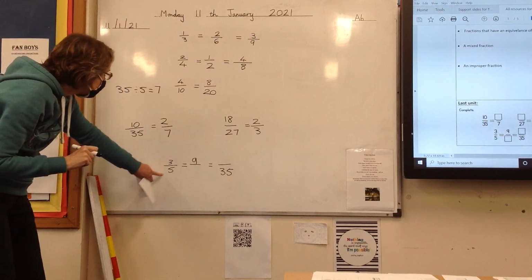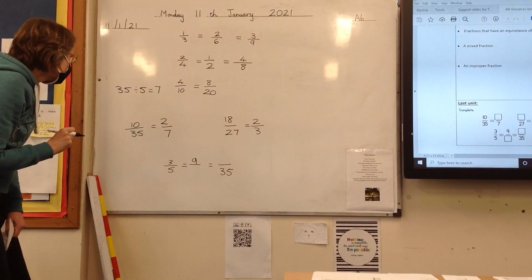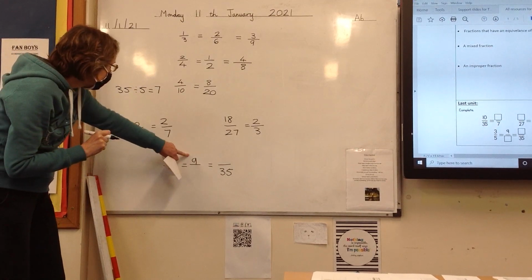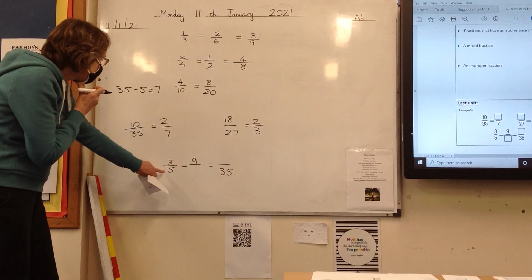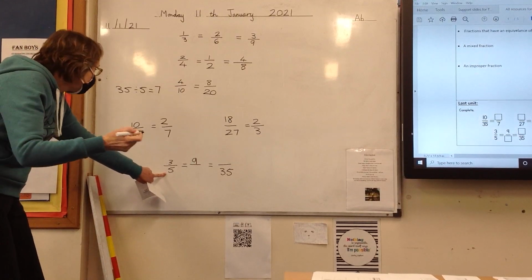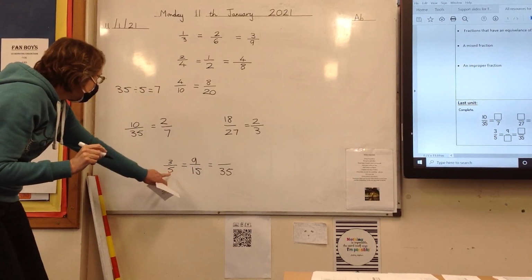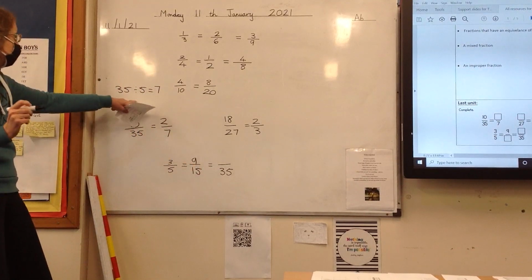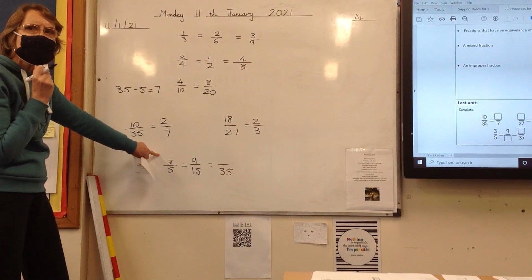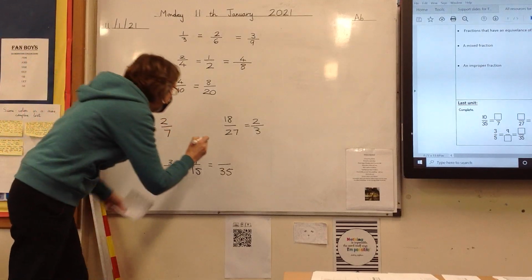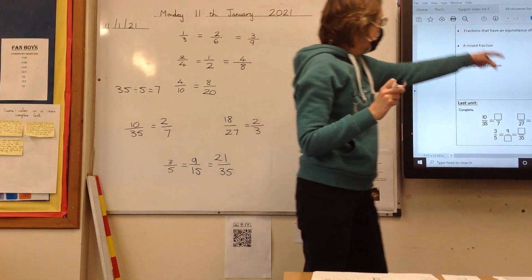Okay, 3/5, 9 somethings, 35 something. We've got lots of numbers missing there. What have I done to the 3 to make it into 9? Times it by 3. So what must I do to the 5, everybody? Times it by 3, which will be 15. Good. What have I done to the 5 to make it into 35? Big clue there. Times it by 7. So what must I do to the 3, everybody? Times it by 7, which will be 21. Good. So that's this side of the board done.